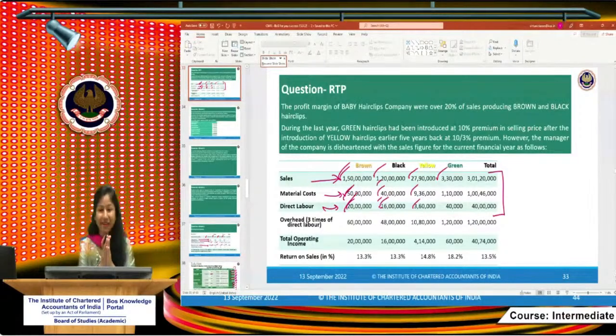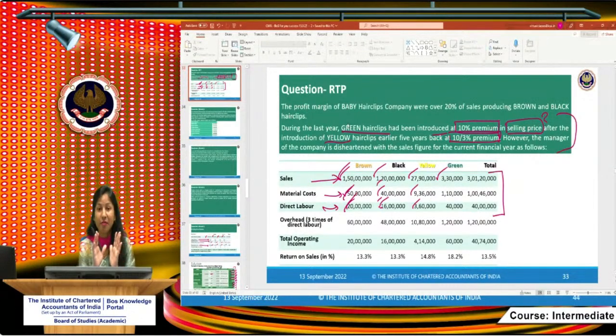Everybody please mind what Dhanlakshmi is actually asking. Here the information regarding the premium amount is given. Green hair clips was introduced at 10% premium in selling price. What selling price? Here we don't know. In this information we don't know the selling price. Yellow was having a premium of 10 divided by 3% premium. In this question, the actual selling price is already given in later data. That's why this information was not required.